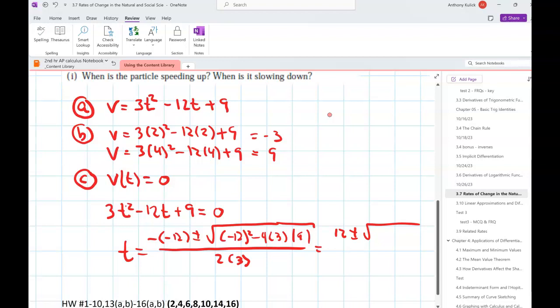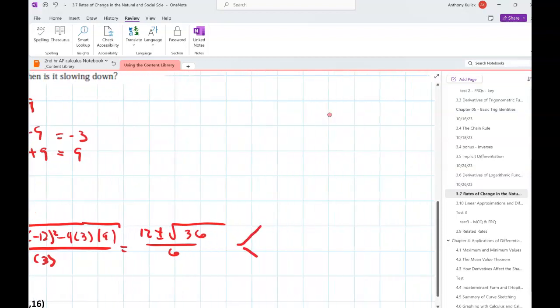144 minus 108 is 36 over 6. So I have 12 plus 6 over 6. That's 3. Or 12 minus 6 over 6. That is 2. No, that's 1.